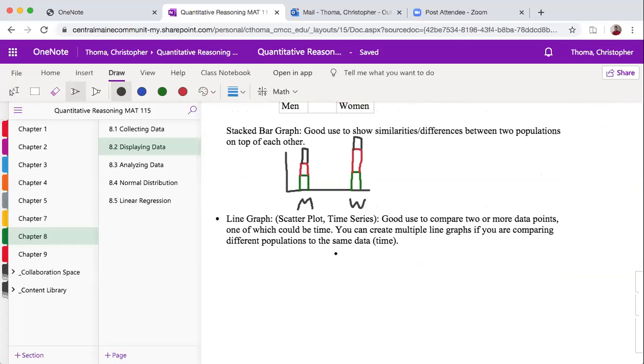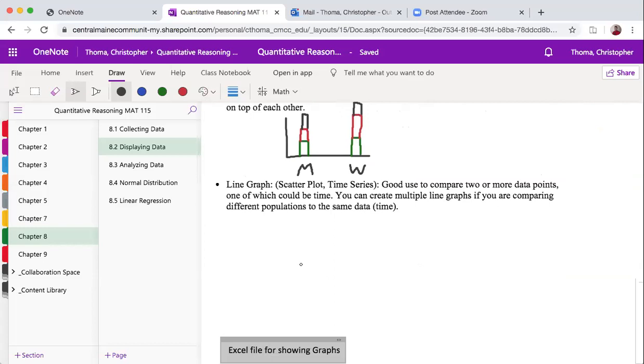A line graph, sometimes called a scatter plot or a time series. These are good to use to compare two or more data points. And of course, if one of the data points is time, that's where we call it a time series graph. Or a scatter plot is when they're basically not time. And you can create multiple line graphs if you're comparing different populations of the same data.